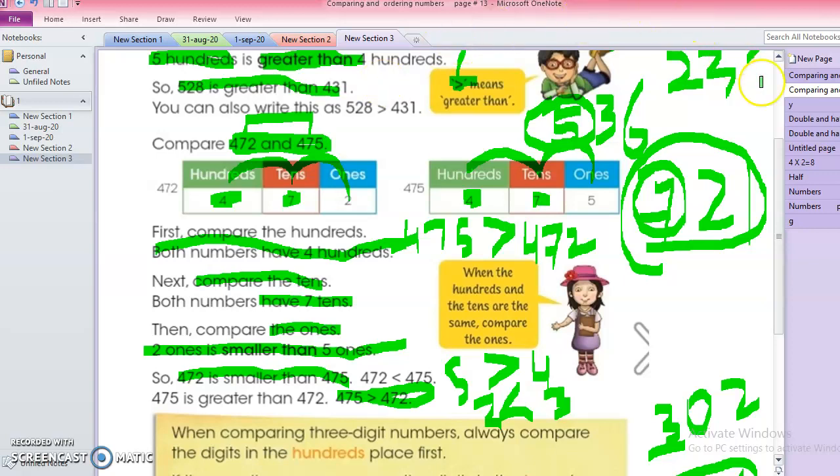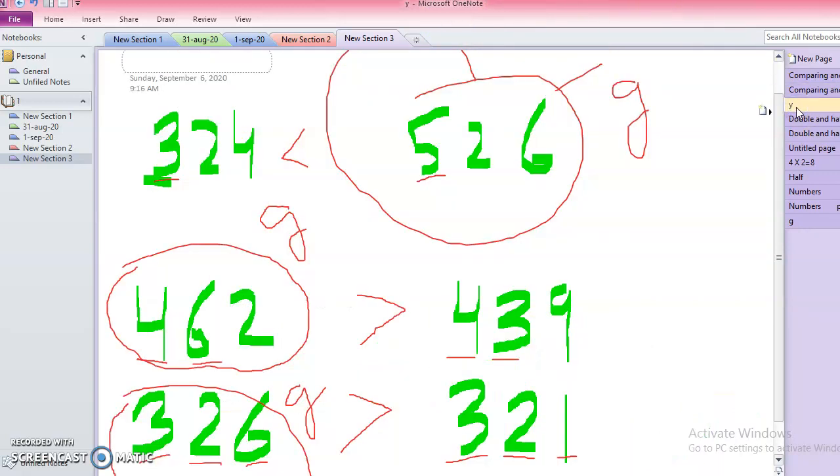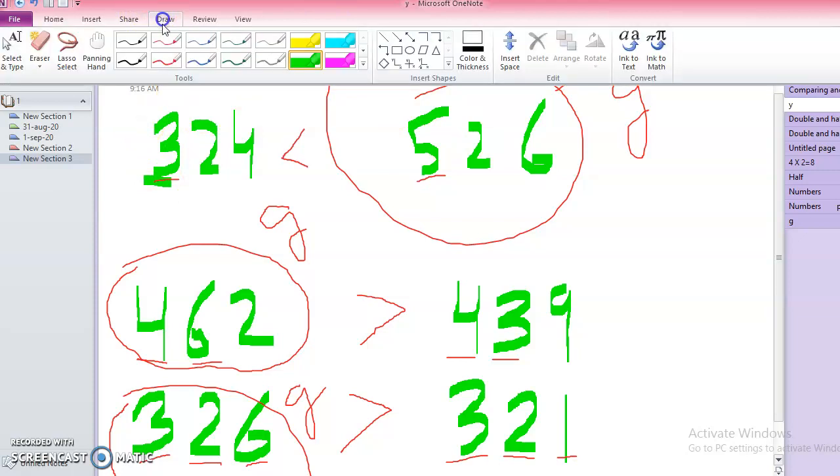I'll show you what this is. Yes, this 324 and 526. I'll go to the book again. First I'm just making you practice a little bit. How many hundreds are there? There are 300, right?